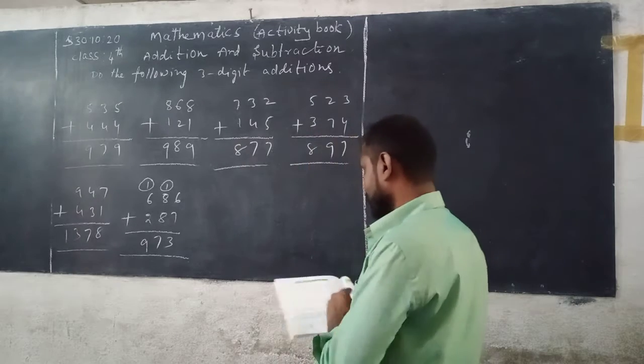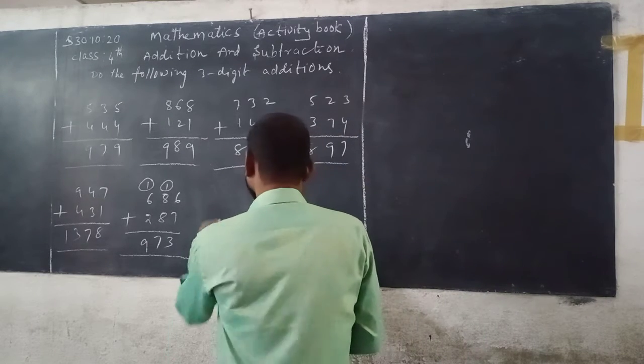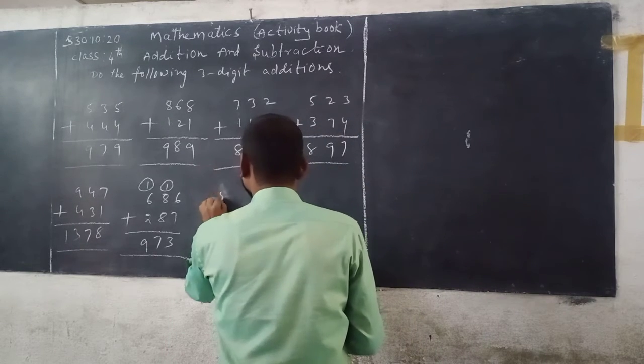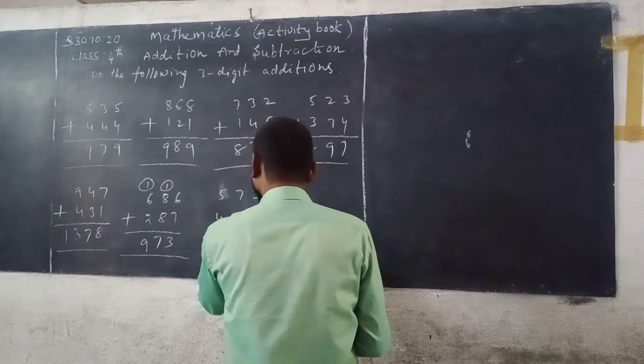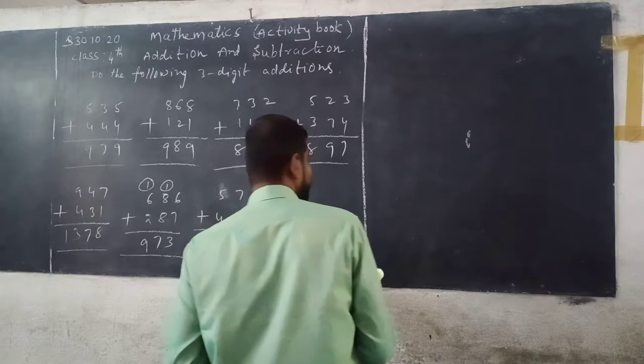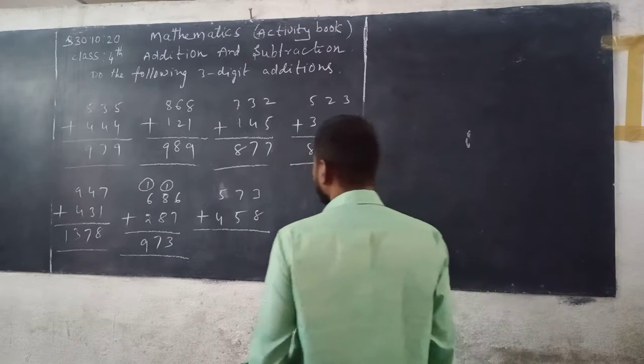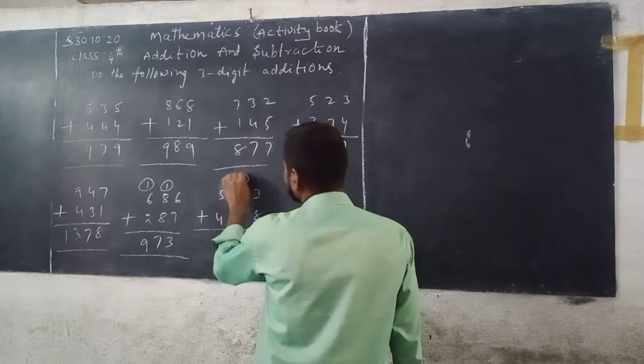Now next, 573 plus 458. First, add the digits in ones place. That is 3 plus 8, 11. In it, 1 taking, 1 carrying in tens place.